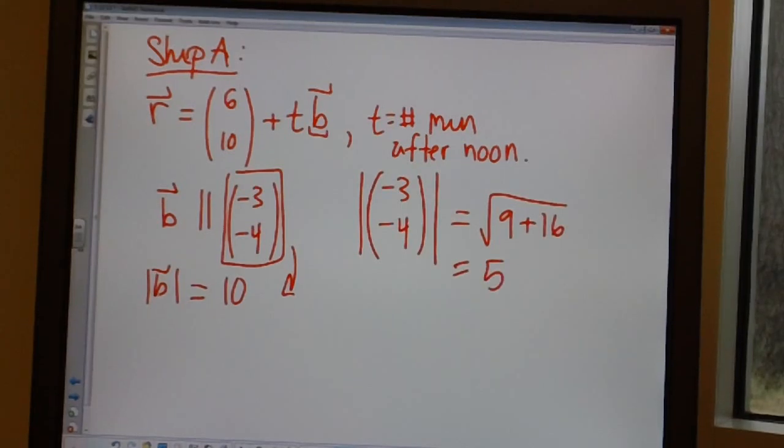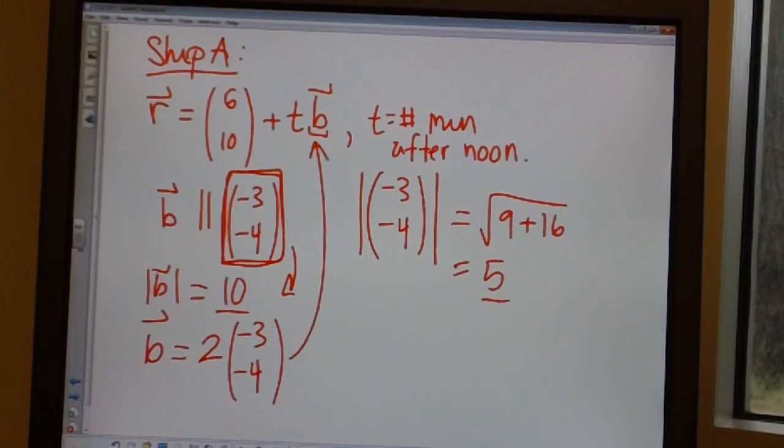So the magnitude of the given direction vector is 5. I want it to have a magnitude of 10. That means that my velocity vector is going to be 2 times my given direction vector. And now that I have a velocity vector, I can substitute it in here to my vector equation for ship A.